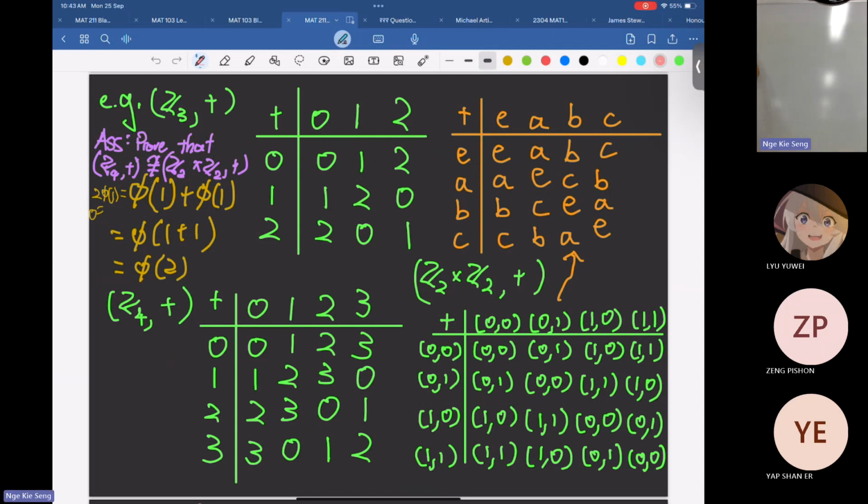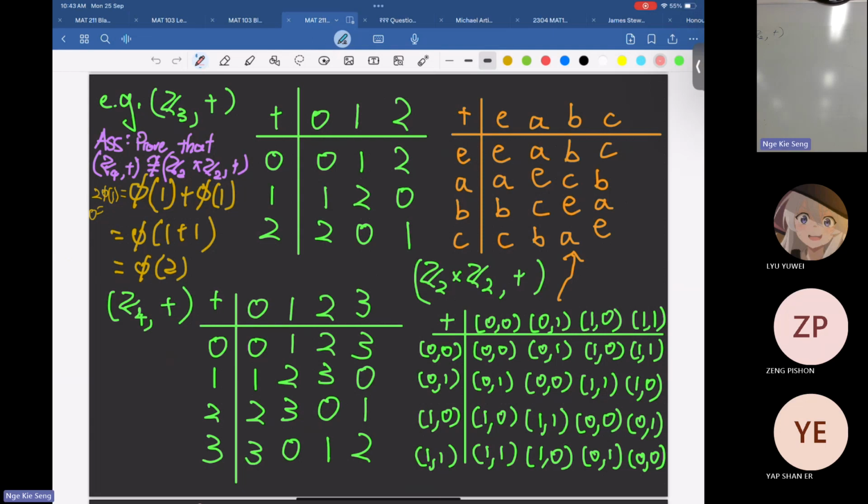Okay. So this is a group of how many order? Order 4. Okay. So this is a group of order 4. So I'm going to introduce another group of order 4, which is Z2 cross Z2, with addition as well.